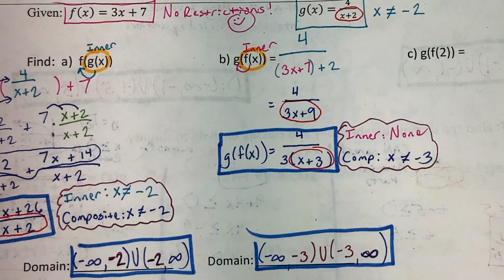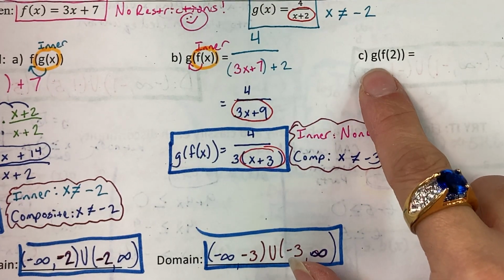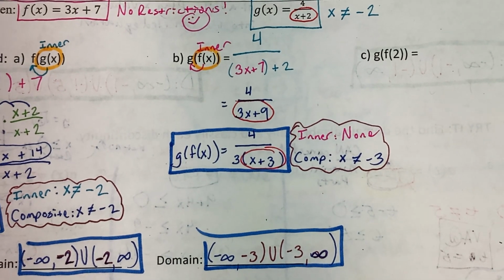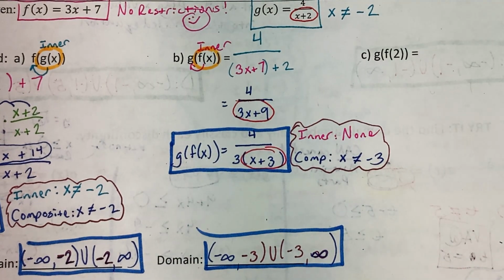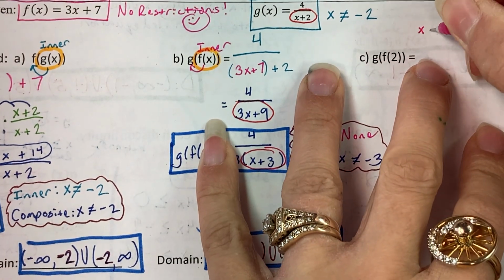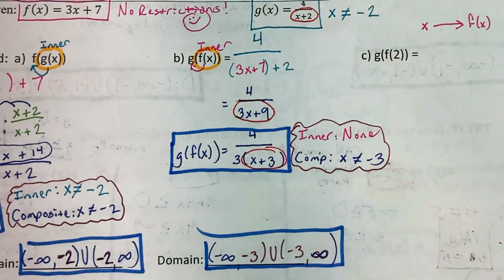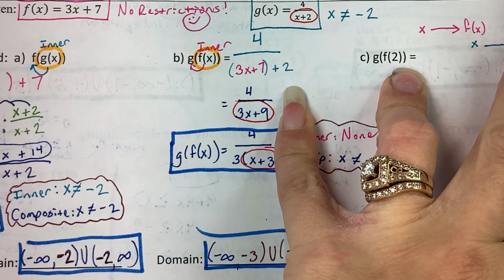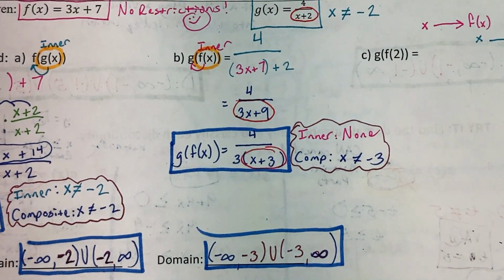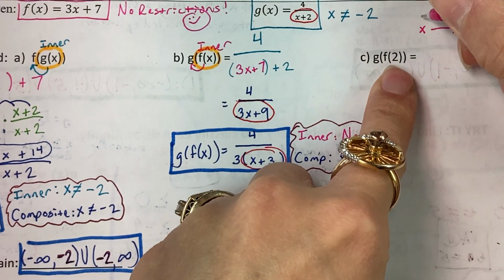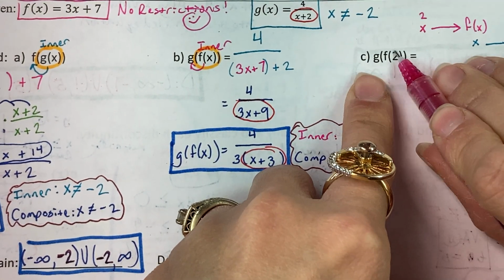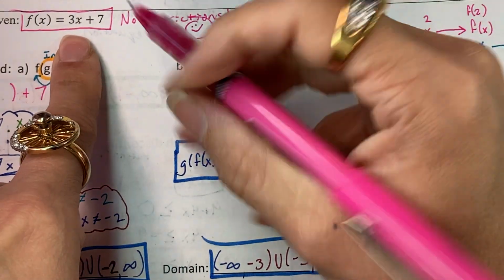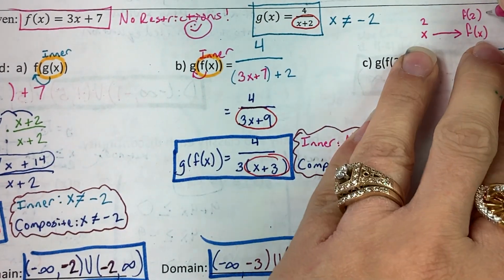All right, folks, so now we are going to see what happens if we wanted to find g of f of 2. So if I wanted to streamline it like I showed on the previous papers, what we could do is say x to f of x, input to output, and then this becomes my x for my g function and g of x. All right, folks, so 2 is my input. What's f of 2? Well, f of 2 is going to be equal to 3 times 2 is 6, plus 7 is 13.